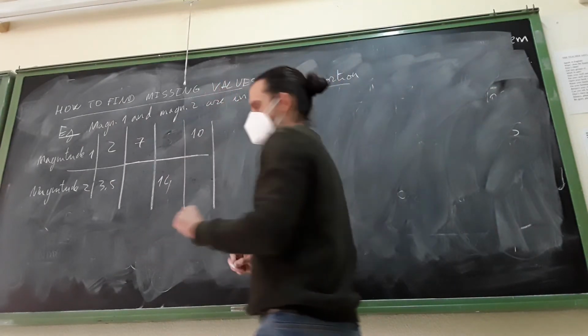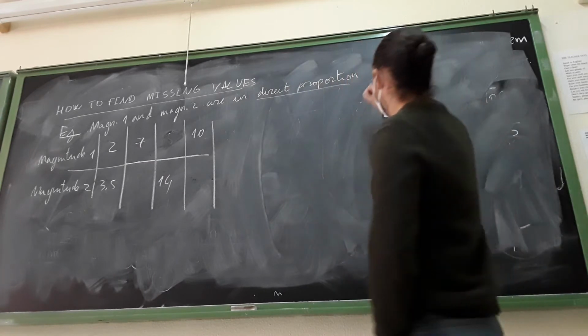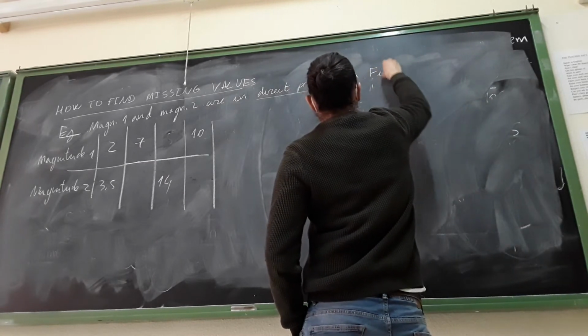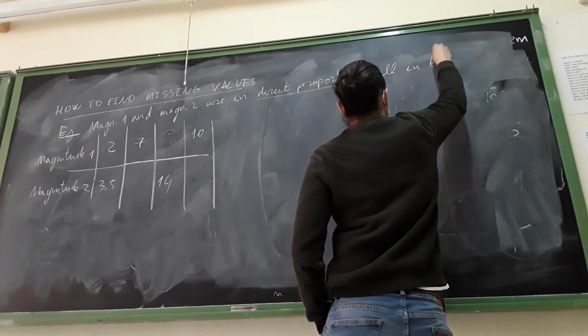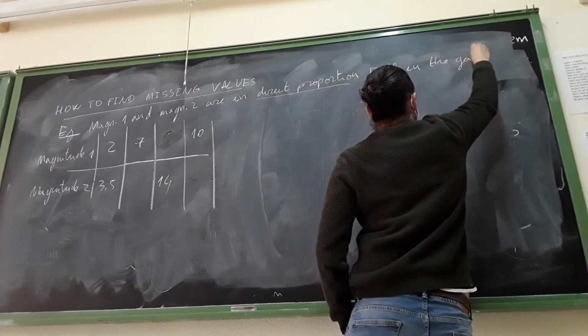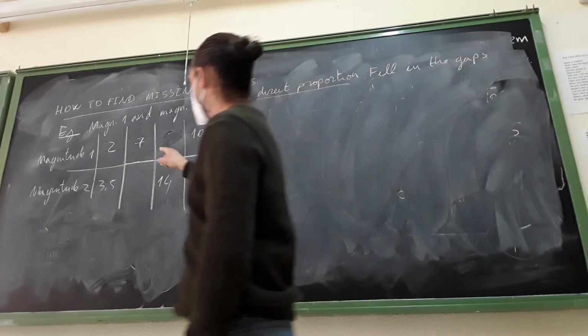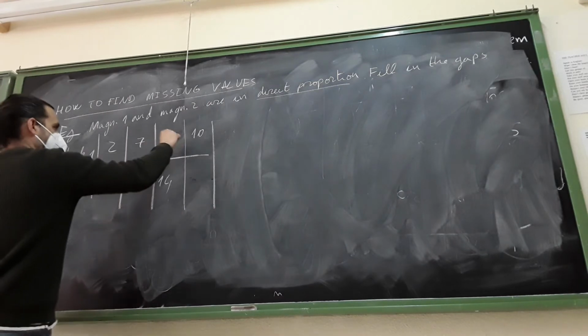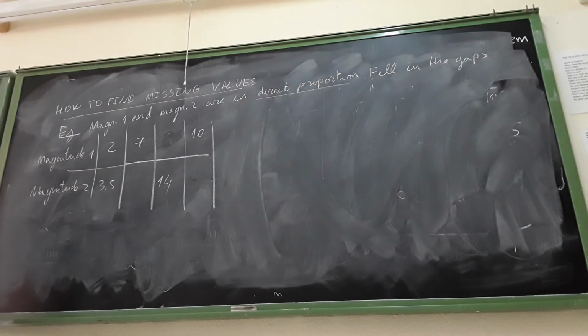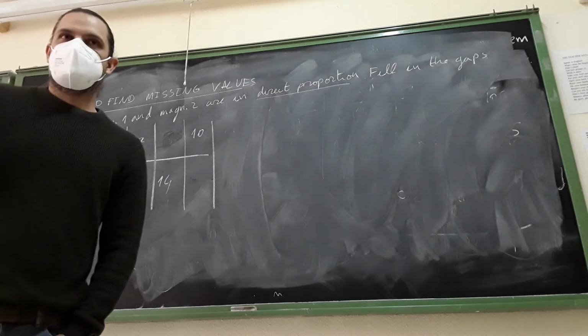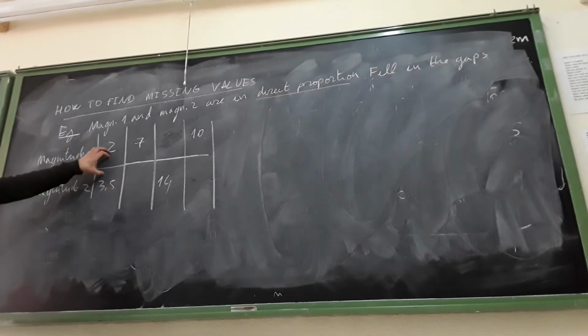They are in direct proportion. Tengo que sacar el número de abajo. Then fill in the gaps. The statement says fill in the gaps. So we've got one gap here, and another one here. What can I do here? And we are going to follow a very specific method. Sería 3,5 por 7 dividido entre 3.